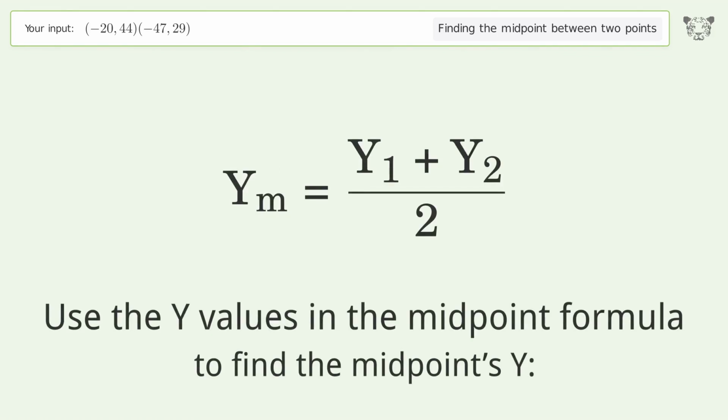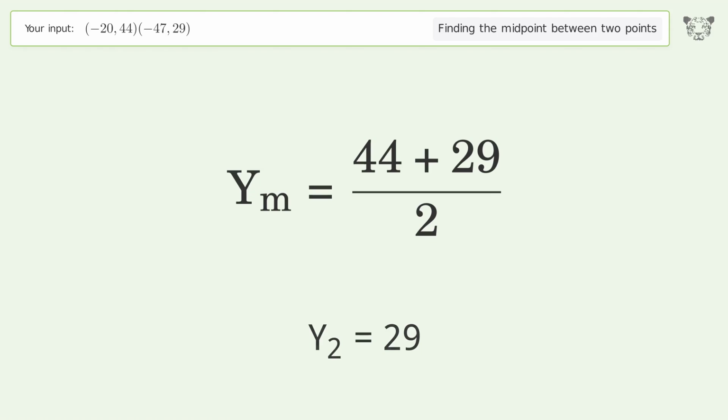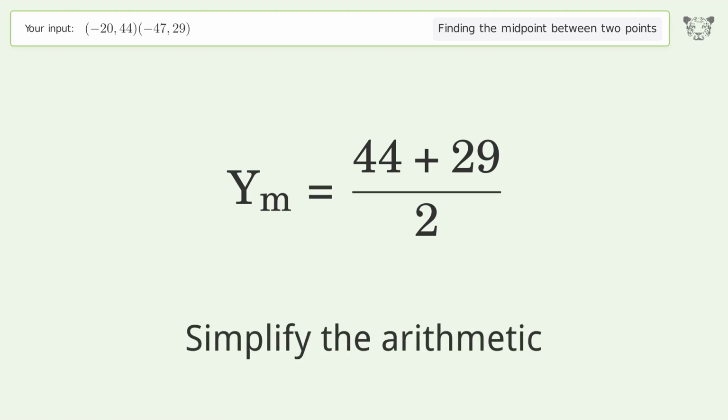Use the y values in the midpoint formula to find the midpoint's y. y1 equals 44. y2 equals 29. Simplify the arithmetic.